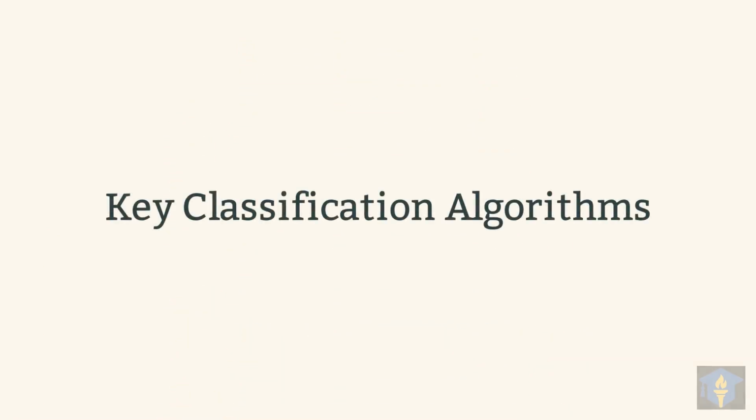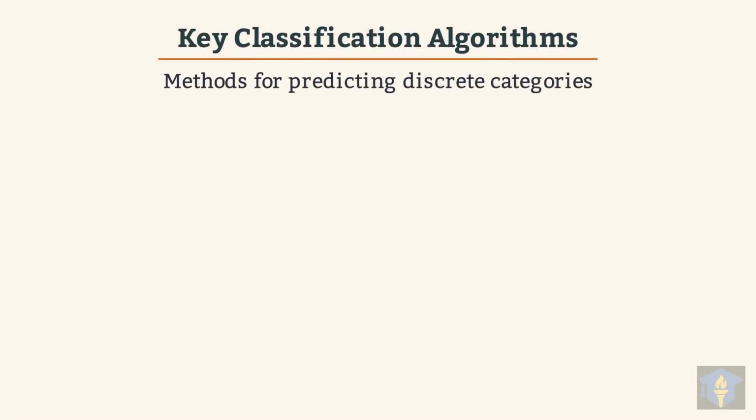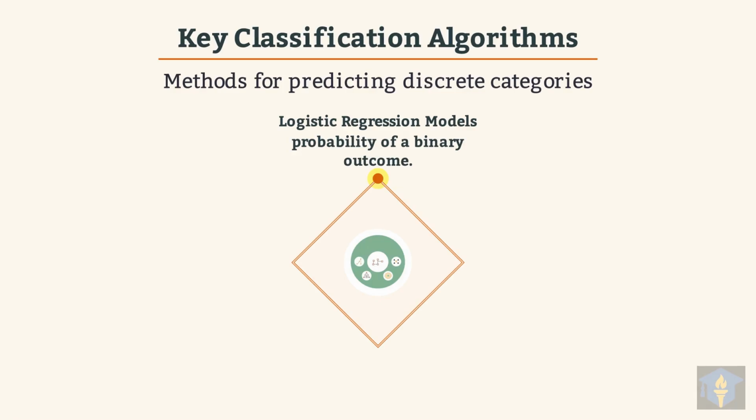Now, let's look at some key classification algorithms, the tools we use to predict those discrete categories. These methods are essential for predicting discrete categories, helping machines make informed decisions. Logistic regression, for example, is a powerful algorithm that models the probability of a binary outcome.